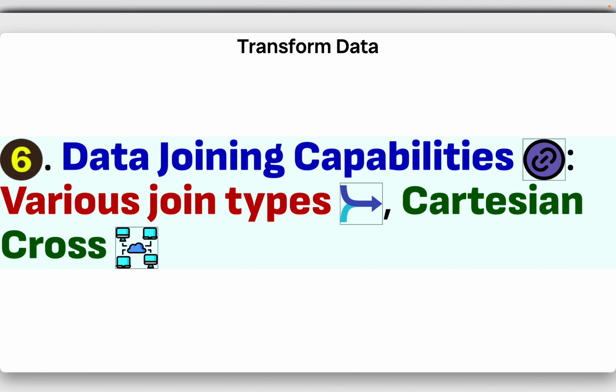And next transform data technique is data joining capabilities. So it supports a wide range of join types, including left outer, left anti, left semi, right outer, inner, full outer, and Cartesian cross to combine data frames directly in the flow.